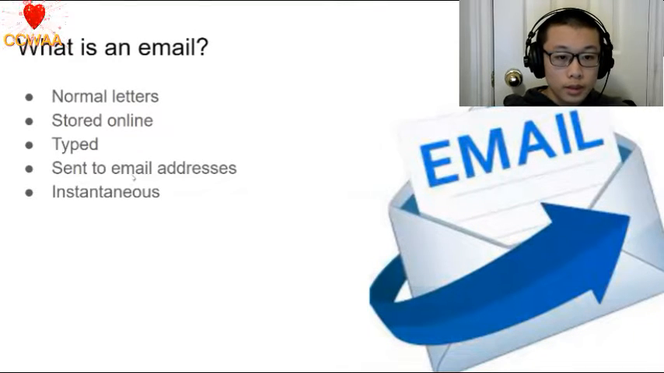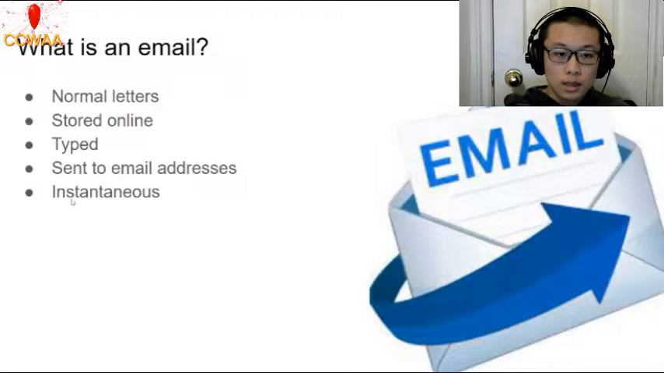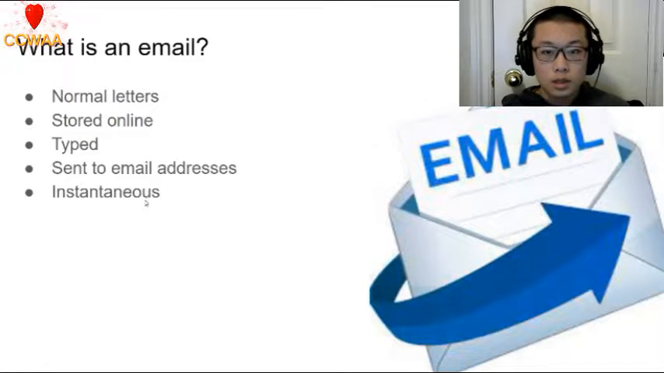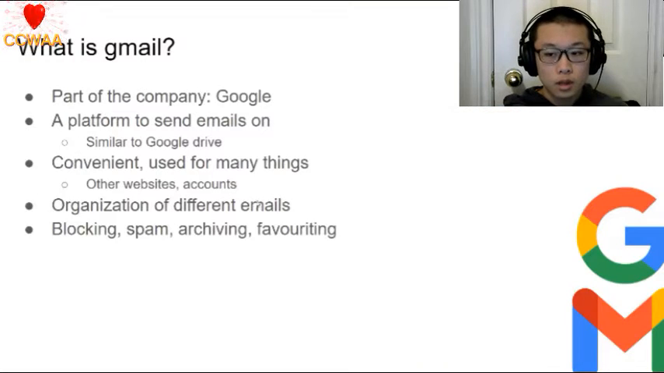Emails get sent to email addresses, which is how you identify yourself online. It's basically your name, but for email. And another part of email is that it is instantaneous. Once you write it and send it to the person you want to send it to, they can read it right then and there. So next, what is Gmail?